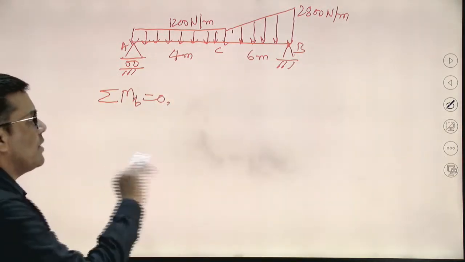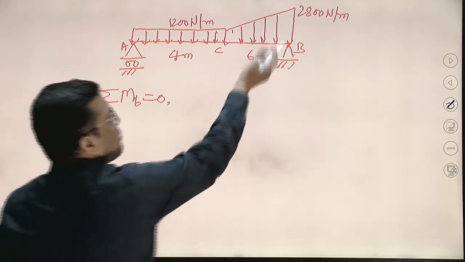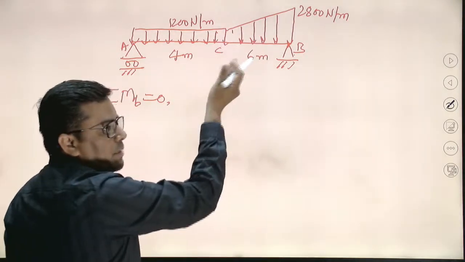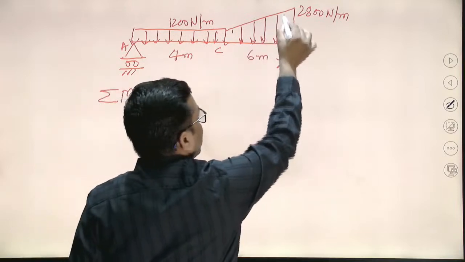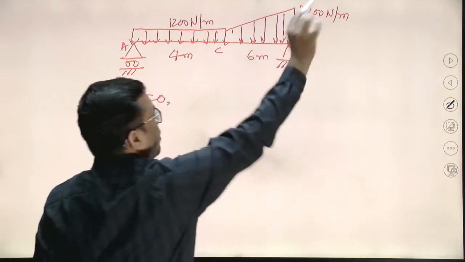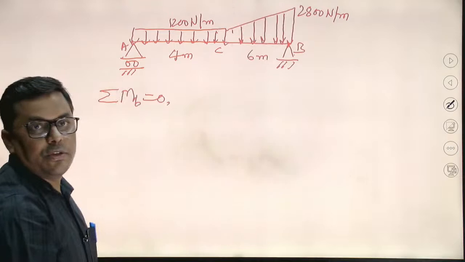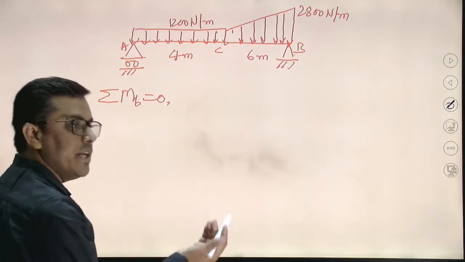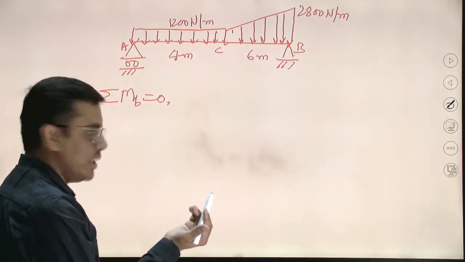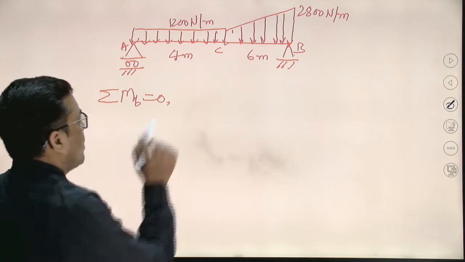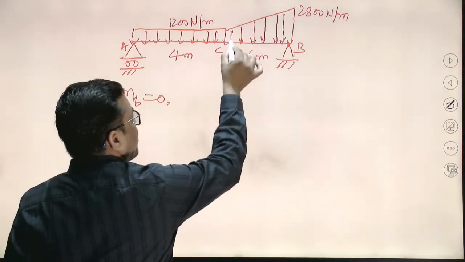Why am I writing this? There is a purpose: I am changing the UVL a little, so that we get practice. It is not necessary that you will always get an increasing UVL. It can be a decreasing UVL also, sometimes. So only for practice purposes we are writing this. Otherwise, our answer is done.